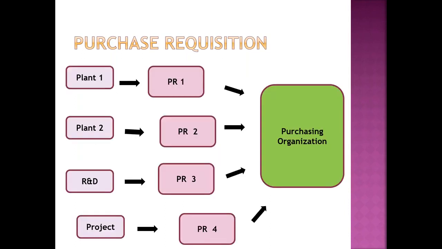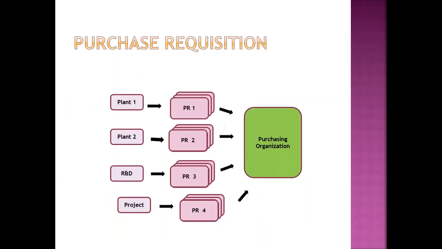So in this slide, we are saying the purchase department is the department which receives the documents created by the other departments like plants, R&D, projects, finance. Every department creates them whenever they want. Is it once in a month or once in a year? No. Once in a day? No. As and when they require, they create this document and it goes to the purchase department.